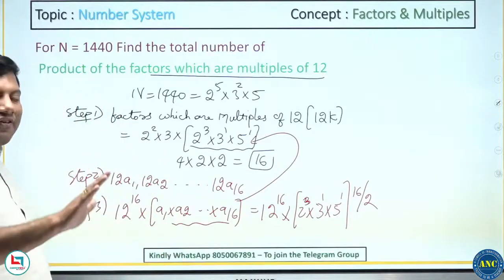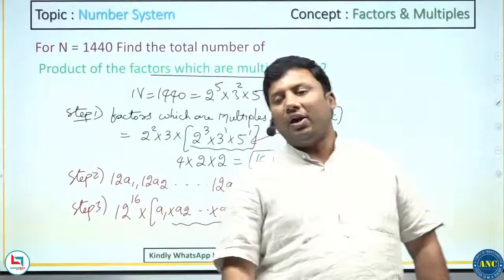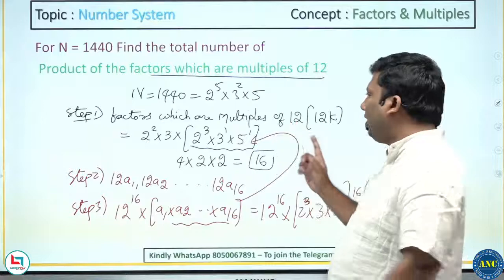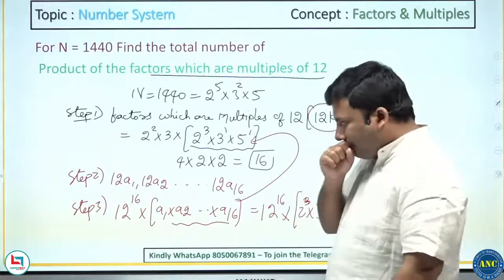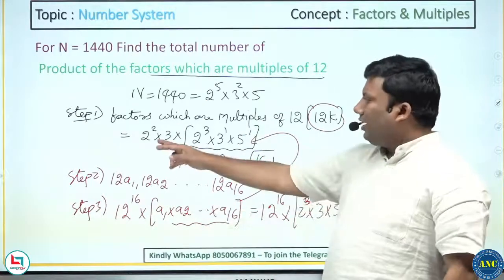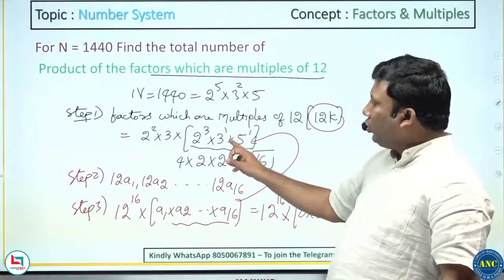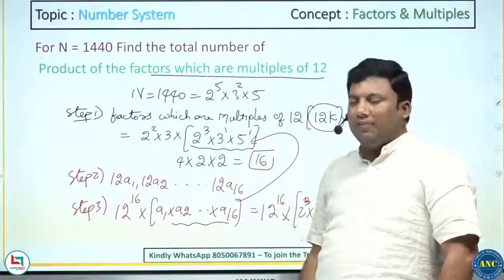First find out the factors which are multiples of 12. Then multiply all the factors. How to find out the factors which are multiples of 12? Any multiple of 12 is of the form 12k. So 2 square into 3 into remaining is 2 cube, 3 power 1, 5 power 1. Number of factors will be 16.